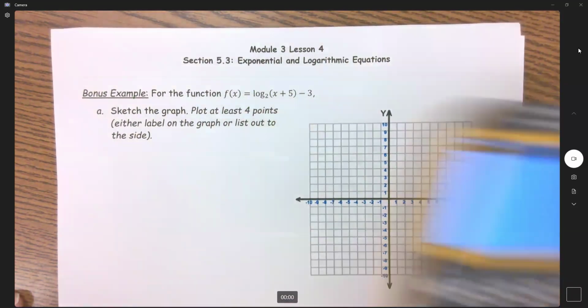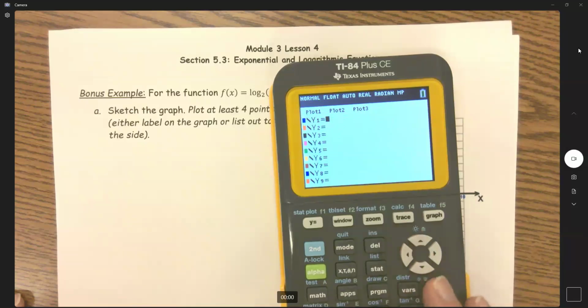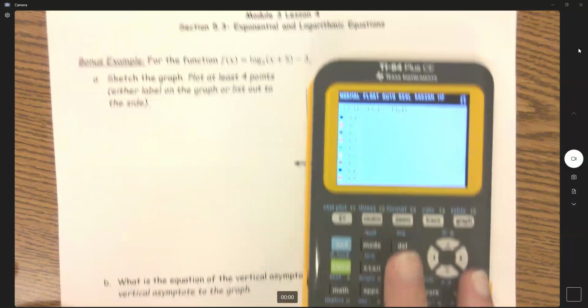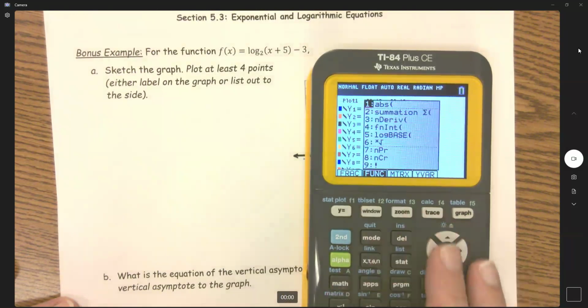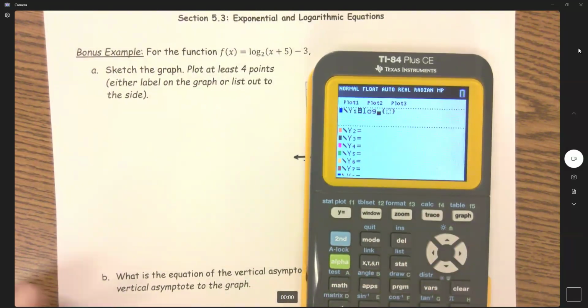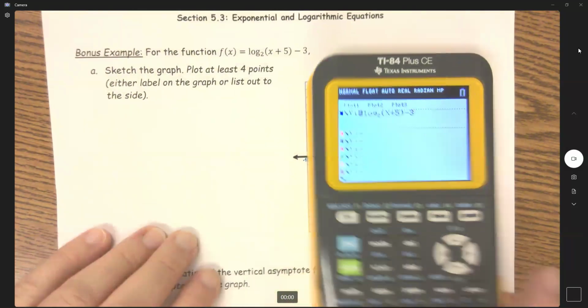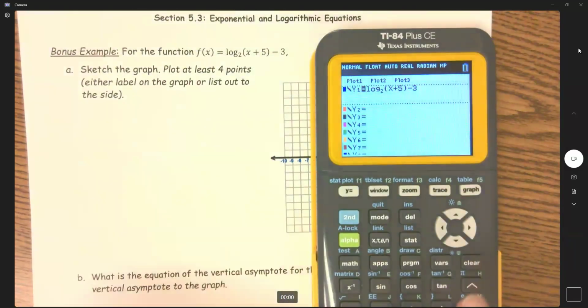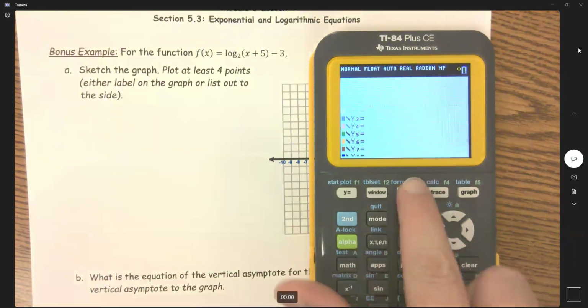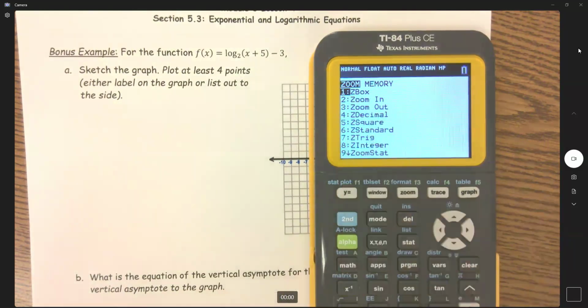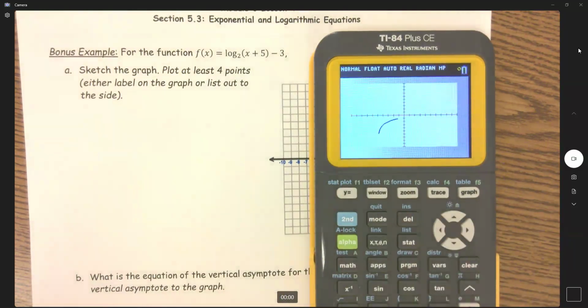So let's put this into our y equals. We'll clear out everything else. So I'm going to go alpha window. We want number 5. And now I can type this in exactly the way it looks. We want log base 2 of x plus 5, get out of those parentheses, minus 3. Now I can see I have a standard graph here, so I'm going to do standard on mine as well. So I'm going to go zoom 6 for Z standard. And there is my graph.